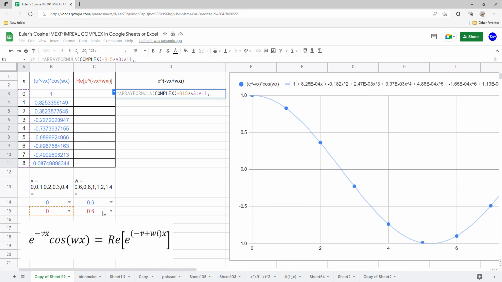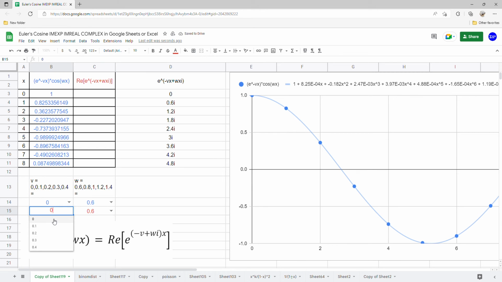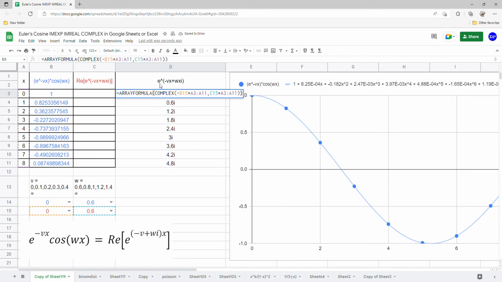So W times x. That's the imaginary part. And enter. So we have, if we put this at 1 or 0.1, we have the imaginary and the real part. So we'll go back to 0. And we continue. That's e to the power of this number, the complex number.